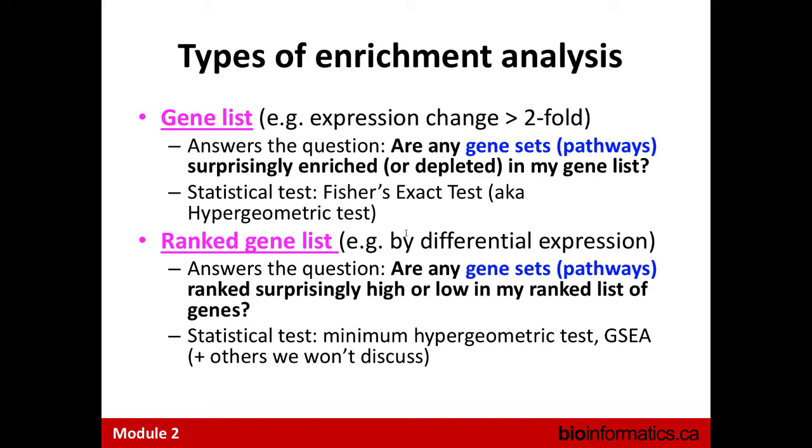Why is the distinction important? Because the statistical test is going to be different. And if you are able to do a ranked gene list, you may have a bit more power. So if you have the choice to do a ranked gene list or a defined gene list, for RNA-seq, for example, just go with the ranked gene list. And you are going to use the appropriate test for that.